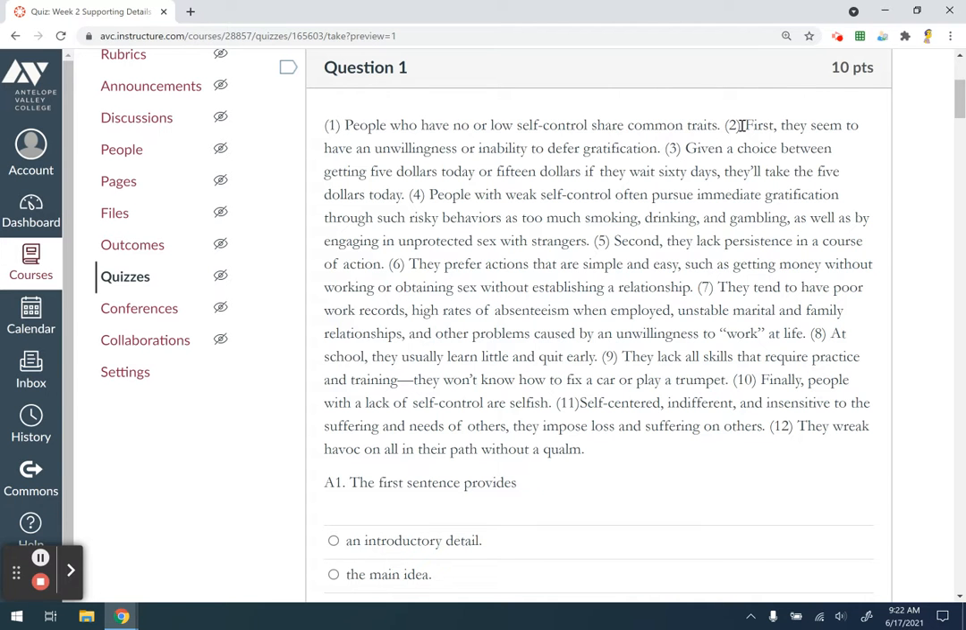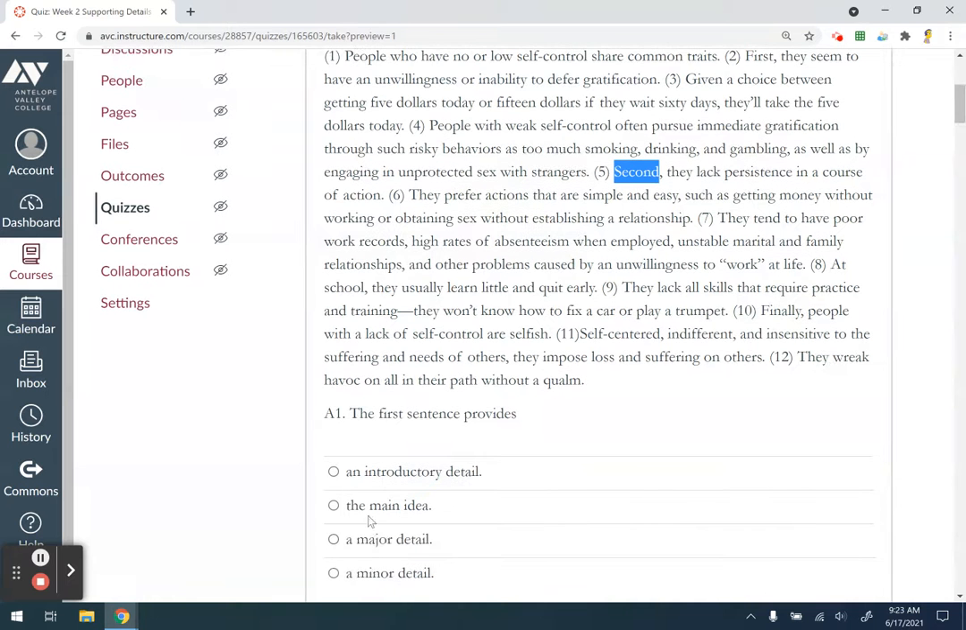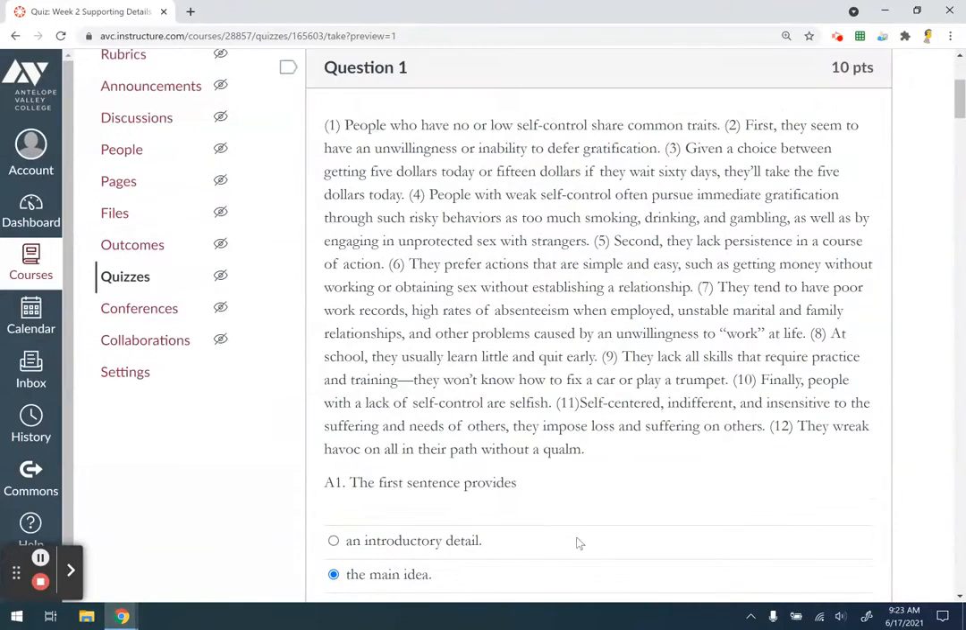Well, the fact that we go into this right here first, that is a major detail: an unwillingness or inability to defer gratification. Remember, what follows would be a minor detail until we get to sentence 5, a major detail here. Second, they lack persistence in a course of action. So obviously we're talking about people with low self-control, and the traits that they have. So sentence 1 would be the main idea, because that is what our entire paragraph is about.